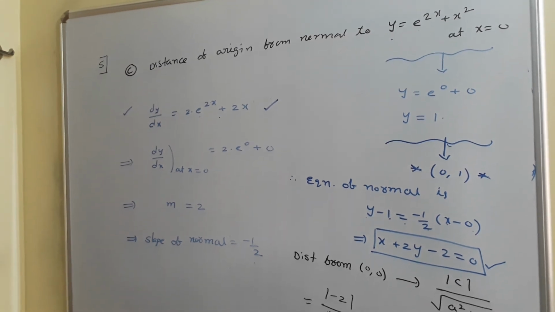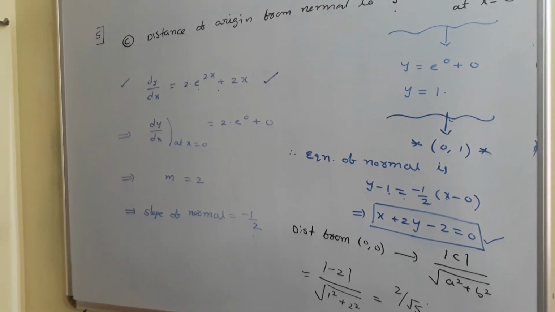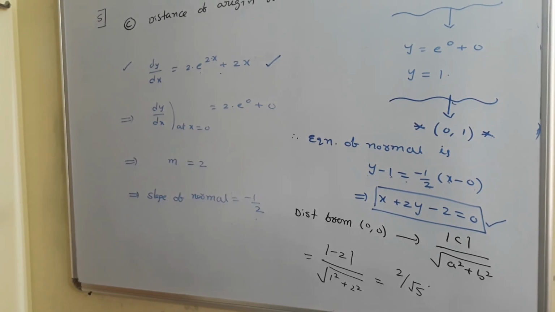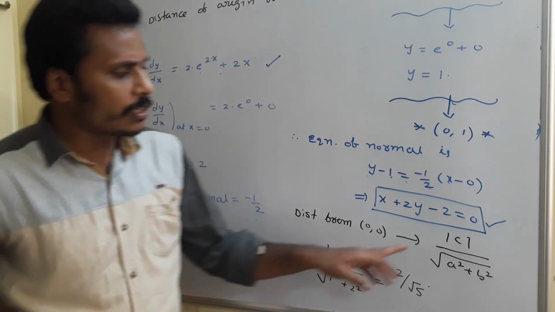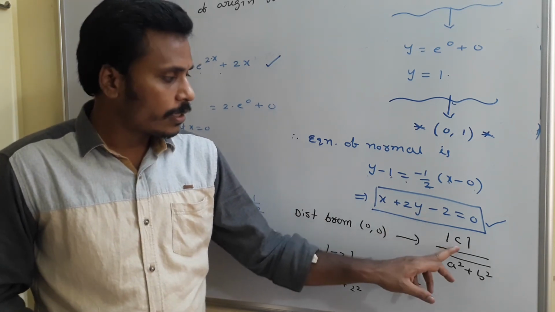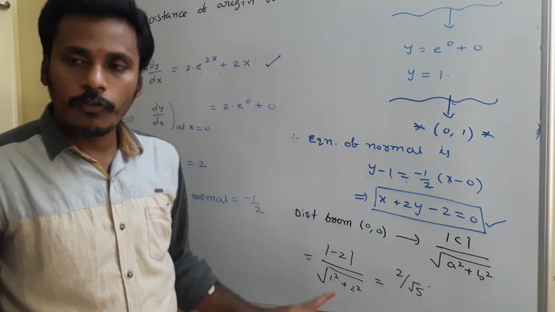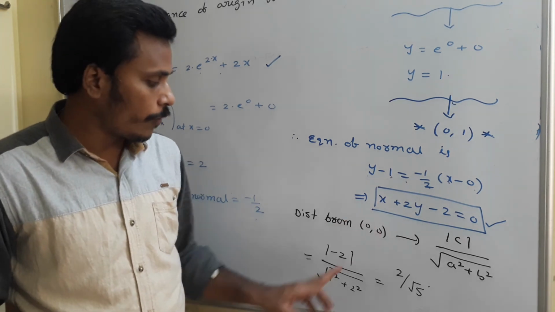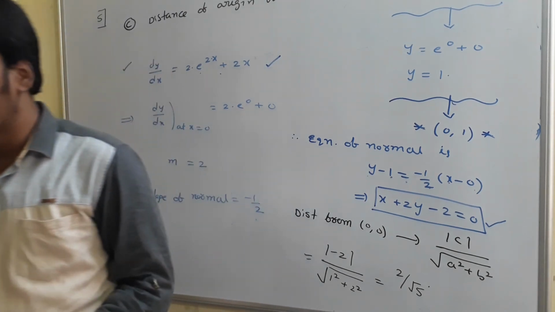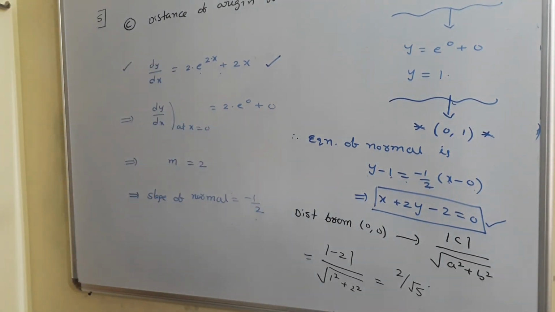But the question is about finding the distance from the origin to the normal. For a line ax plus by plus c is equal to 0, the distance from the origin, from straight lines, is modulus of c by root of a square plus b square. For the normal line, this c is minus 2. So modulus of minus 2 divided by root of the x coefficient 1 square plus the y coefficient 2 square. On simplification, your final answer is 2 by root 5, and that's the problem. So this is related to the equation of the normal.